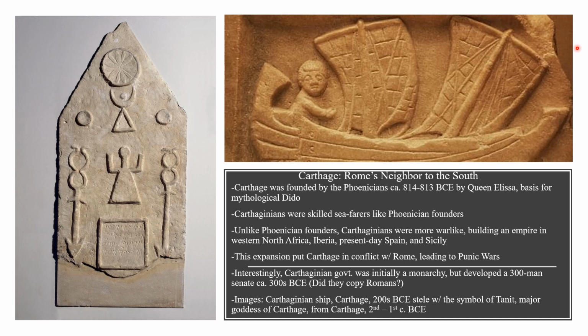These are, of course, symbols of Carthaginian civilization: a sailing vessel, and then this is a stele featuring the symbol for the goddess Tanit, who was a major goddess in the Carthaginian Phoenician religion. And of course, there's an inscription to Tanit written in the Phoenician alphabet down here.